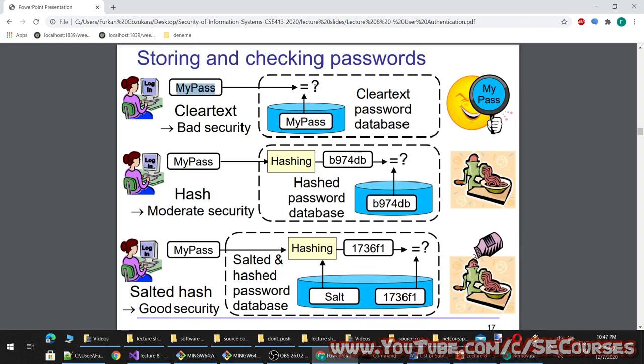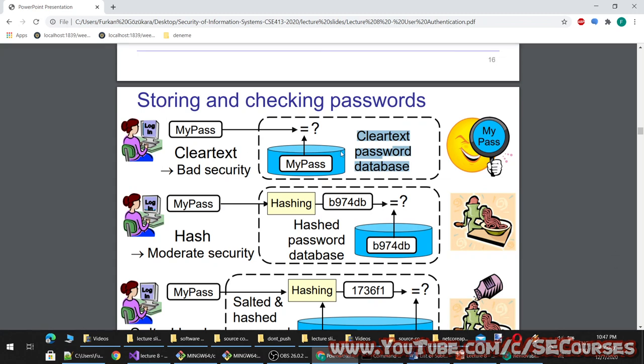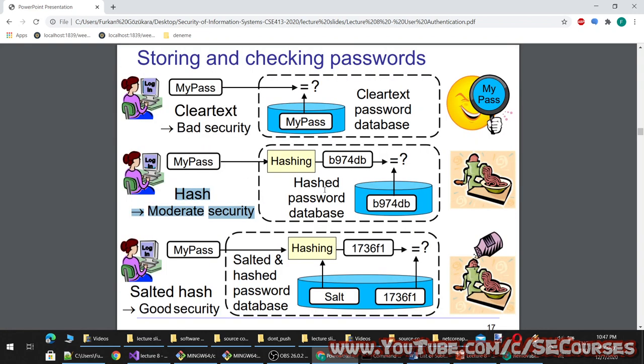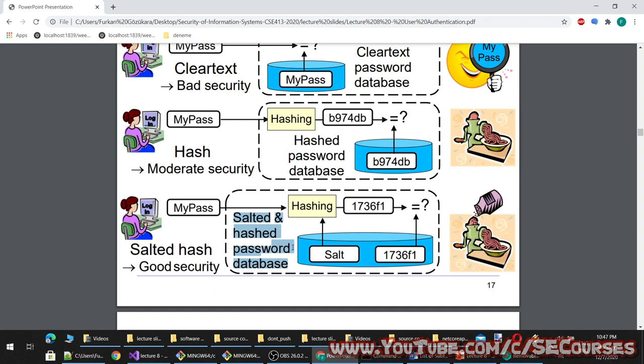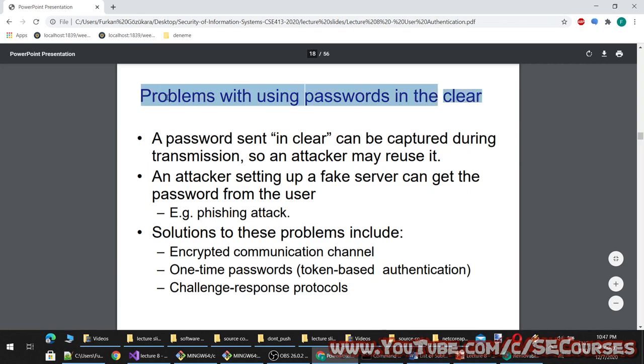Storing and checking passwords. If you save the password as clear text, it is bad security, because once your database gets hacked, they can access all of the users' profiles, and even if you patch the vulnerabilities, the hackers would have the passwords of all users. If you just hash the password, it is moderate security. However, if you use a salted hashed password, it's good security and the attackers can't do anything, even if they have obtained all of the salted hashes.